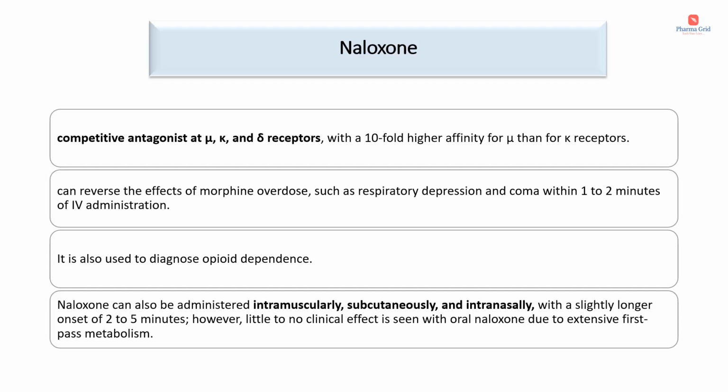So the first competitive antagonist is naloxone. It is a competitive antagonist at mu, kappa and delta receptors with a 10-fold higher affinity for mu than for kappa receptors. Naloxone can reverse effects of morphine overdose such as respiratory depression and coma within 1 to 2 minutes of intravenous administration. It is also used to diagnose opioid dependence. Naloxone can also be administered intramuscularly, subcutaneously and intranasally with a slightly longer onset of 2 to 5 minutes. However, little to no clinical effect is seen with oral naloxone due to extensive first-pass metabolism.